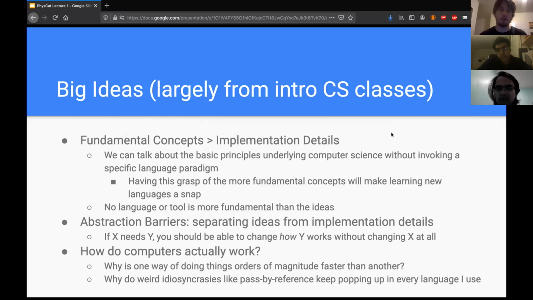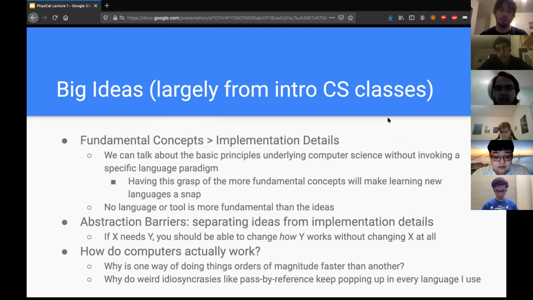So by just getting in the habit of breaking down your code into bite-sized chunks, you make A, your code a lot easier to read, and B, your code a lot easier to maintain. So if you're not copying and pasting, then if you have a bug, you only have to fix it in one place. So that's one of the things we want to get into a little bit.